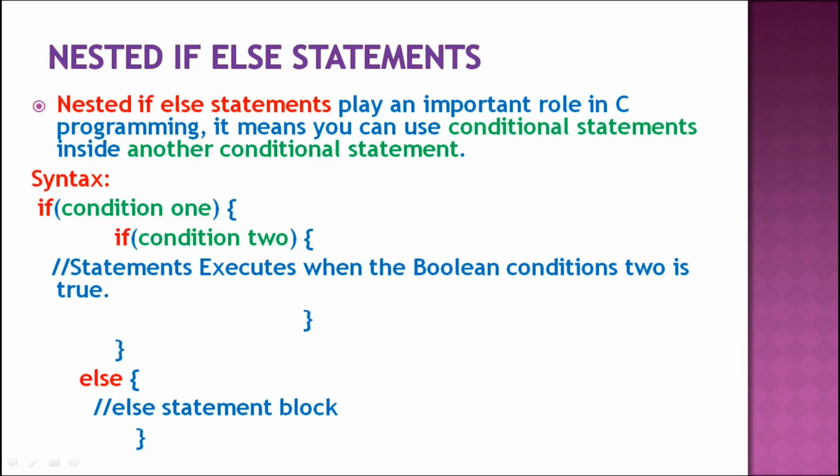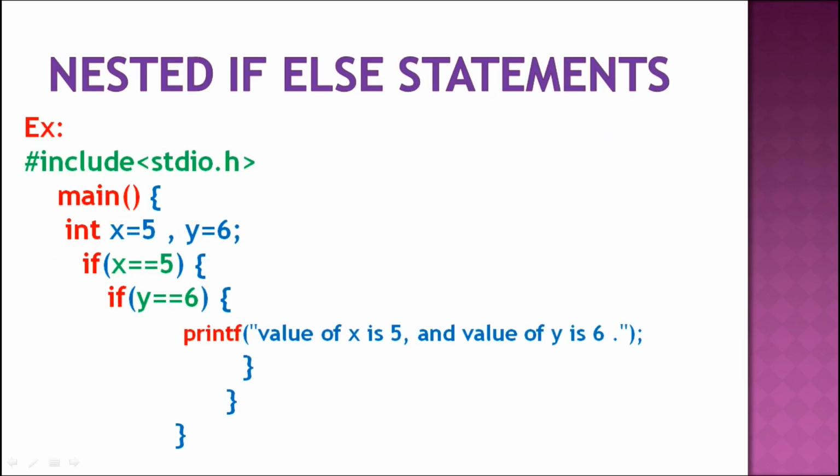If condition 1, within that we have another if condition 2, and the statement will execute when the boolean condition 2 is true. That means if condition 1 as well as condition 2 are true, then it will execute the statements or the code which we have given, or else it will execute the else statement block.